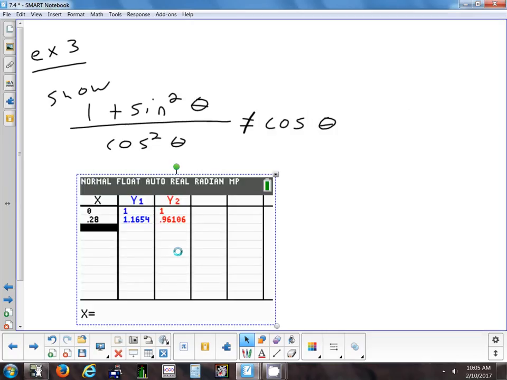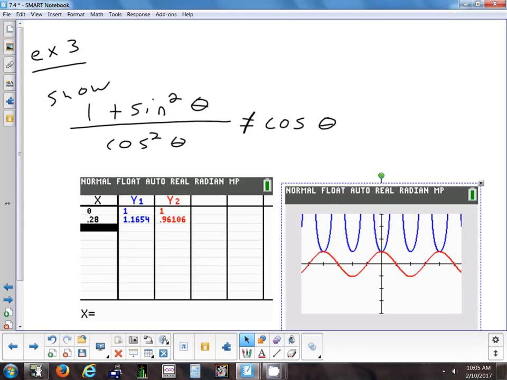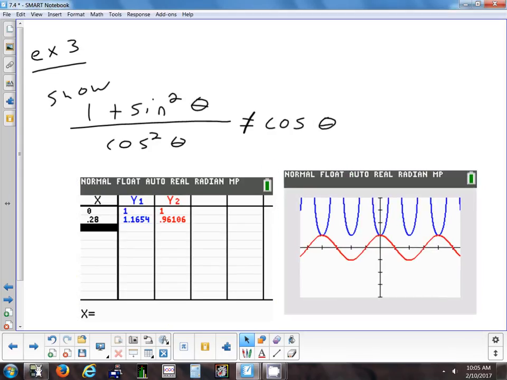And you could also, if you had a graphing calculator, you could use that as evidence too, saying the graphs don't look the same, so they can't be the same. Even though they are the same at a few points, but not in general. Okay, so we don't usually have to do something like that a lot, but if you have to prove something false, just give a counterexample. Right there.